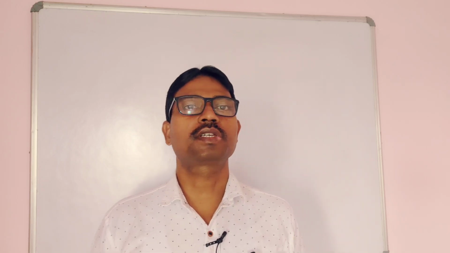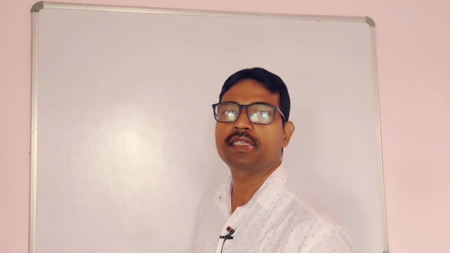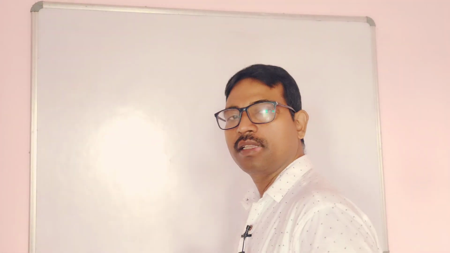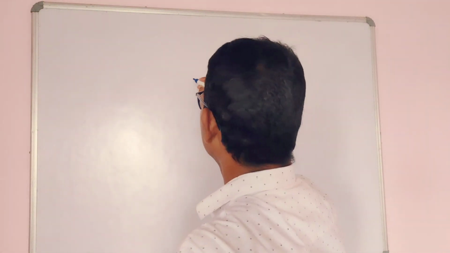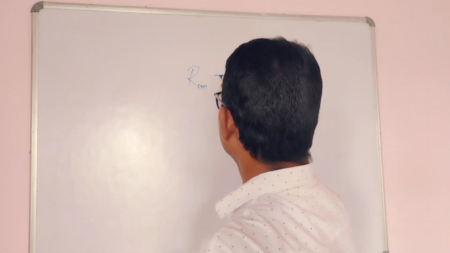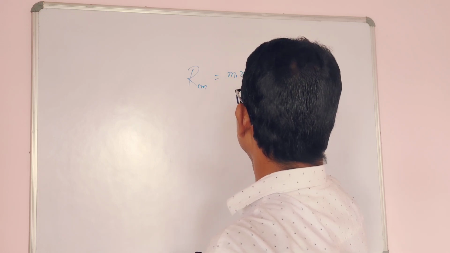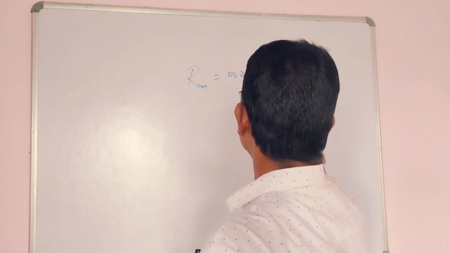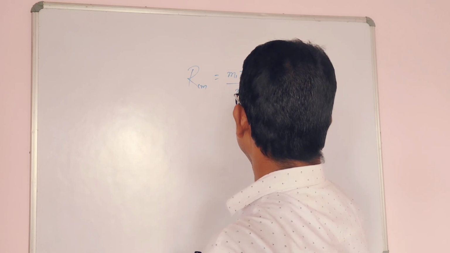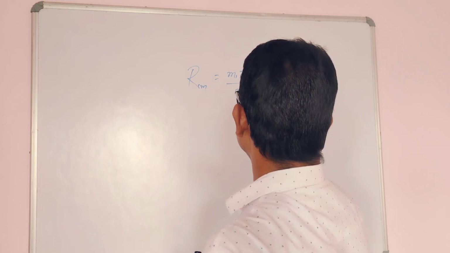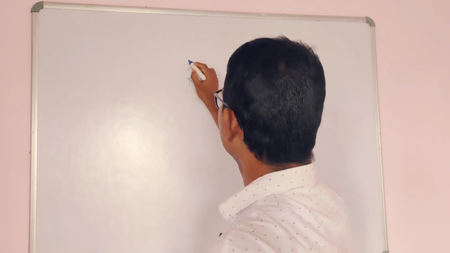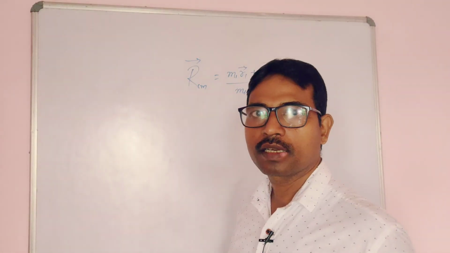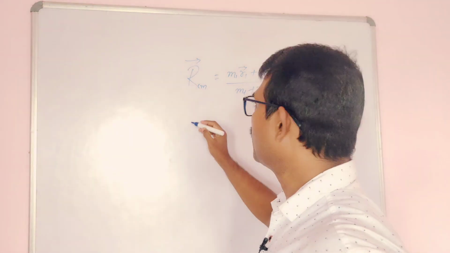In the last video I discussed the derivation of the center of mass of a system of two particles. How can you find the center of mass of two particles? In the last classes you got R_CM equal to (m1 r1 plus m2 r2) divided by (m1 plus m2). This is the mathematical expression of the center of mass of a system of two particles. Clear? So what is the meaning of this one? Can you write this one?